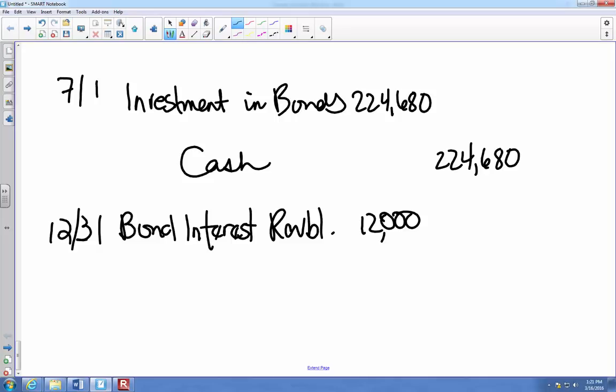Am I going to debit or credit? So where is my premium? Is it in a separate account? You're looking at it. Where is it? It's right in the investment account. So you're amortizing the premium by doing what? Debiting or crediting investment in bonds? Crediting it. Same thing we did before. Figure out how much you should be amortizing per month and then amortize it for the appropriate number of months.